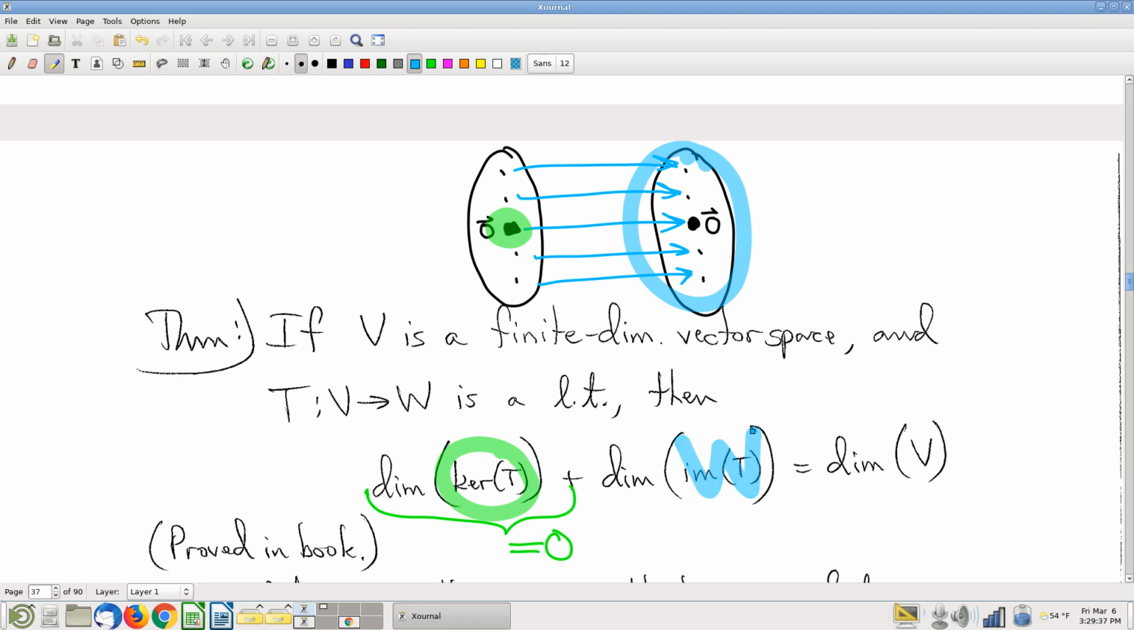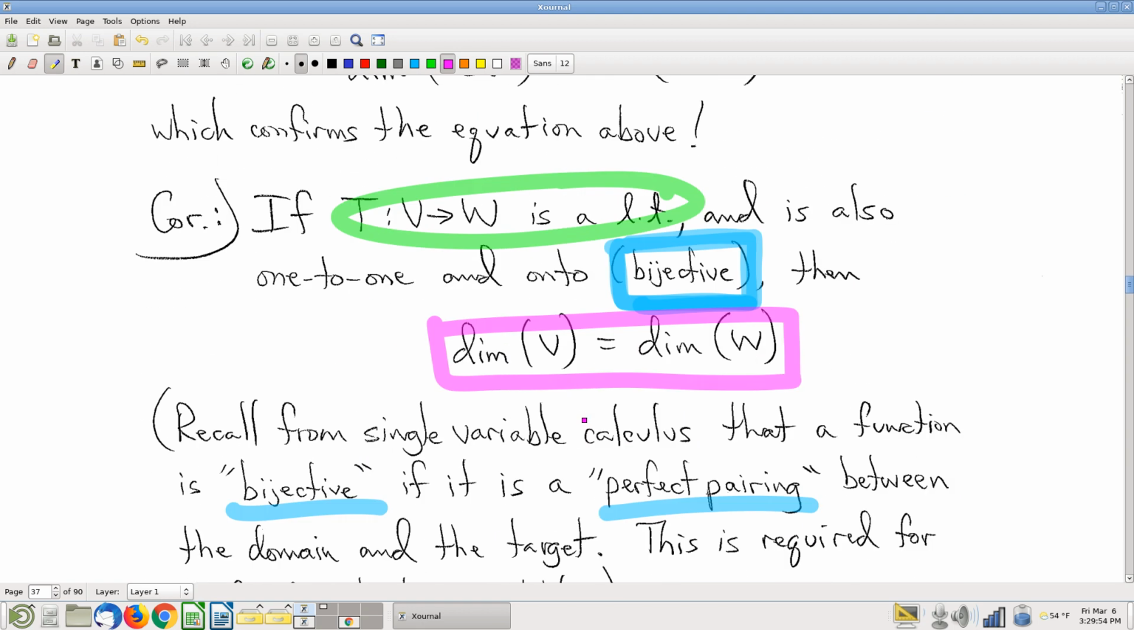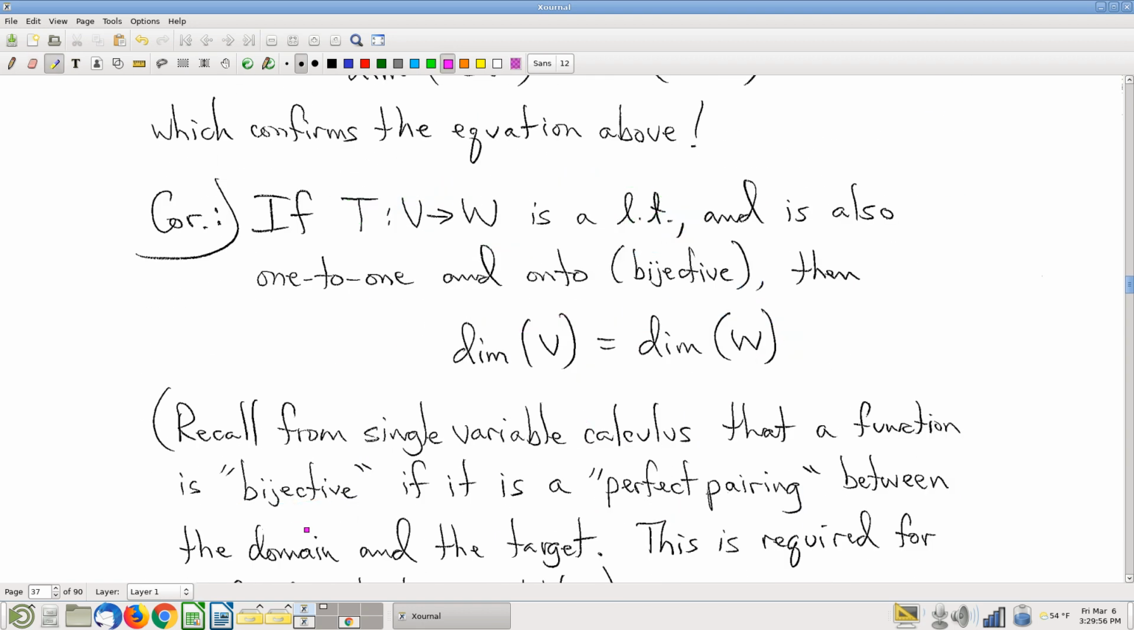The image is W, right, in this scenario. So in this scenario, 0, of course, goes away, and you see we have dimension of V equals dimension of W, dimension of the domain equals dimension of the target, and we have our result that we posed down here. Okay, so I'm going to show you how this theorem ends up being super powerful.